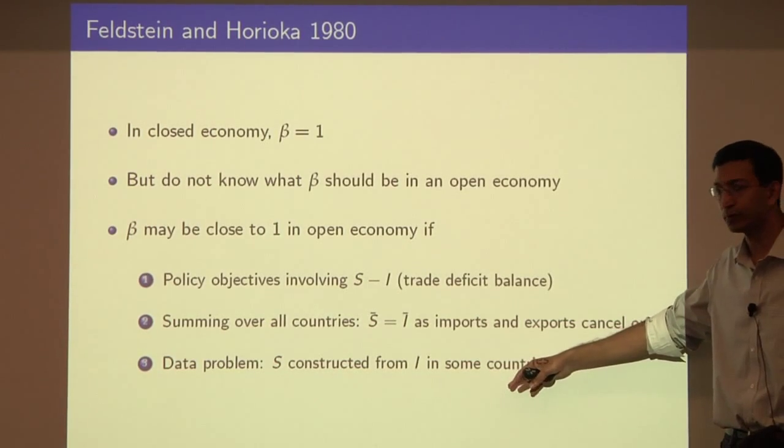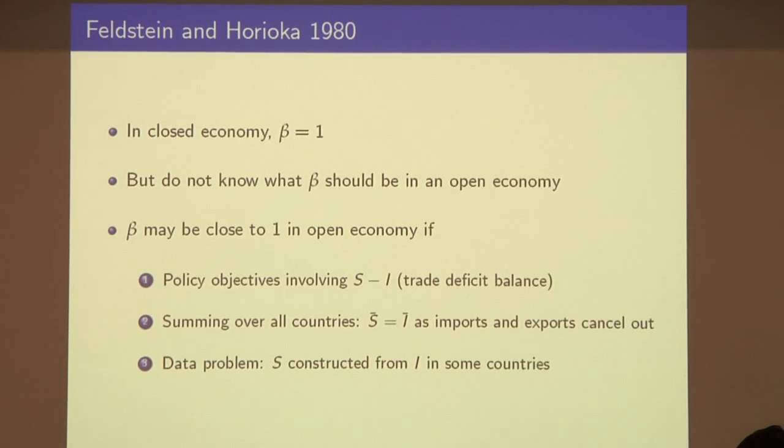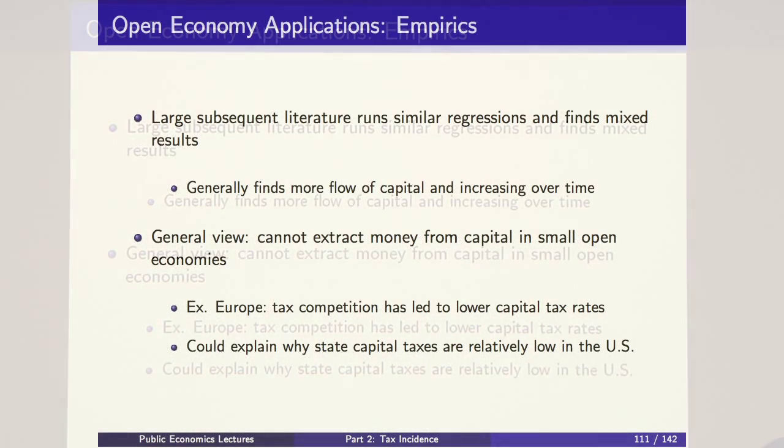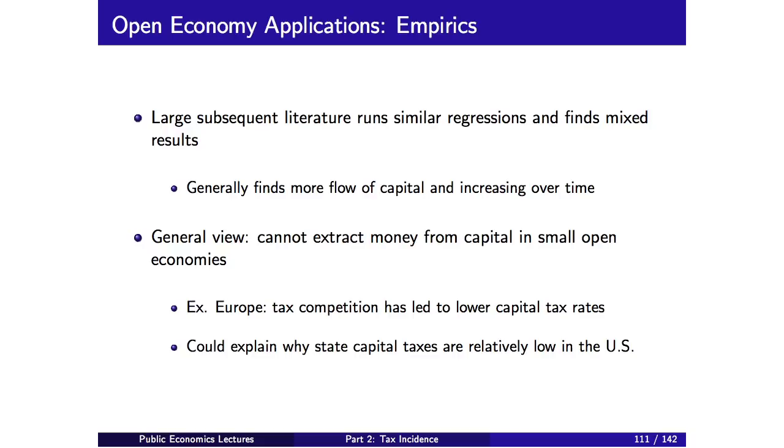And then the third problem, which is totally mechanical and seriously problematic, is that if you look at the accounts, savings is actually constructed from investment in some countries. So obviously, if you regress one on the other, you're going to get a coefficient close to 1. So there's a large subsequent literature that runs similar regressions and finds mixed results. A very rough summary of this is that it finds more flow of capital than Feldstein-Horioka. And I think more interestingly, it finds that those coefficients are falling over time, which is very intuitive because you think the economy is becoming more integrated, right?